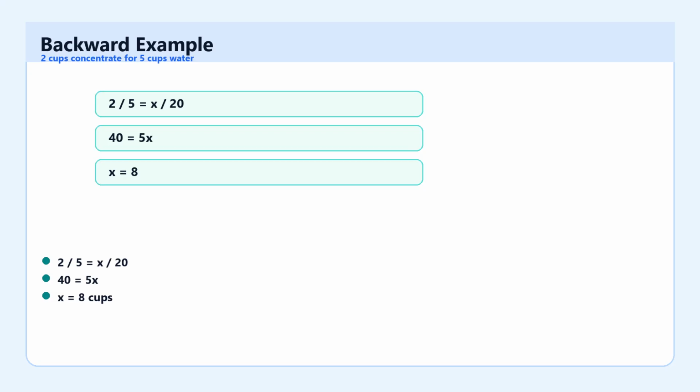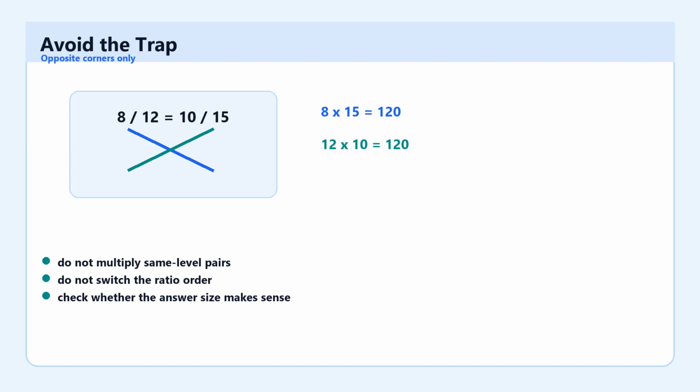Here is the common error: multiplying numerator by numerator and denominator by denominator. In a proportion, cross products use opposite corners, not same level pairs. Another trap is setting up the order differently on the two sides, such as posters over minutes on the left but minutes over posters on the right. The equation becomes inconsistent. Before solving, pause and write the labels above the ratios.